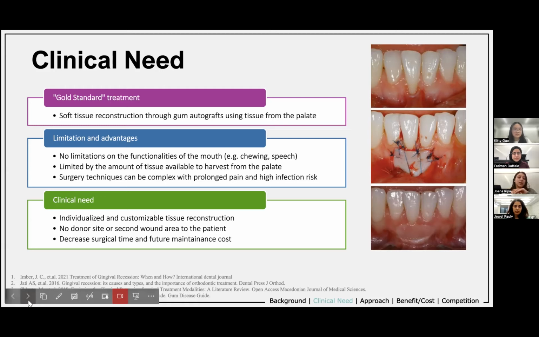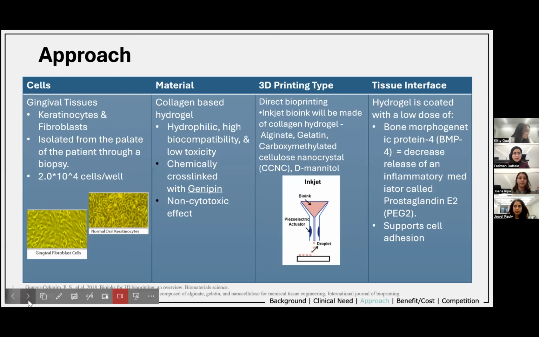The clinical need is an individualized and customizable tissue reconstruction, with no donor site or a very small donor site. And then there's also a decreased surgical time and future maintenance cost. Let's start talking about our approach.